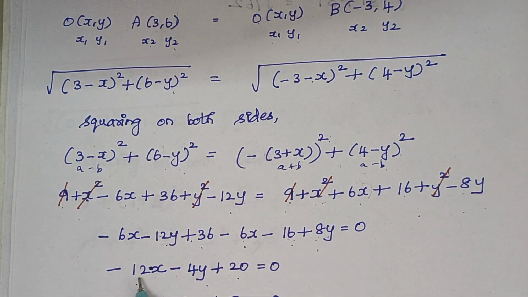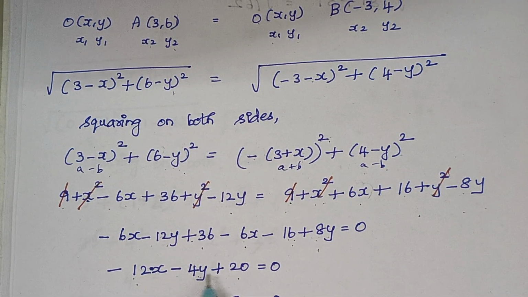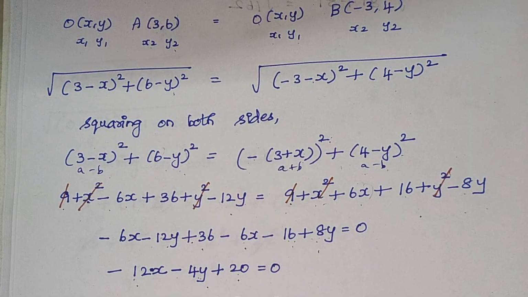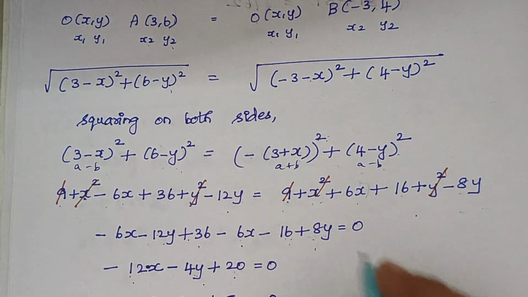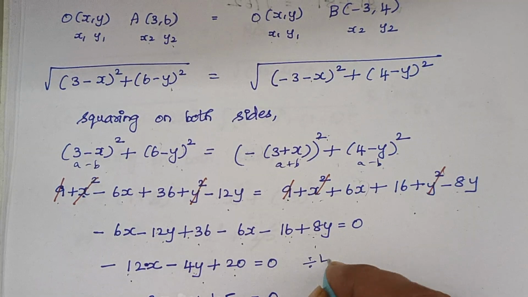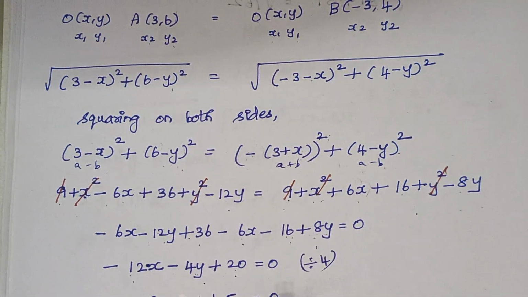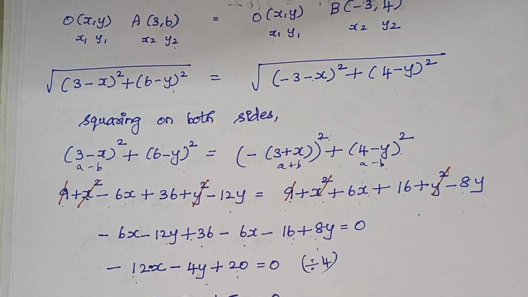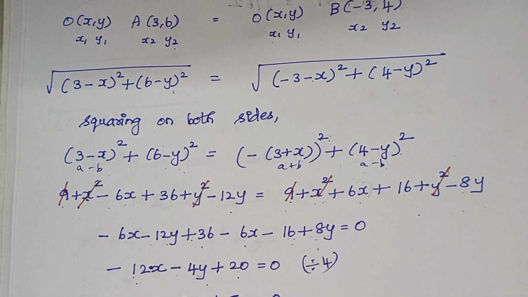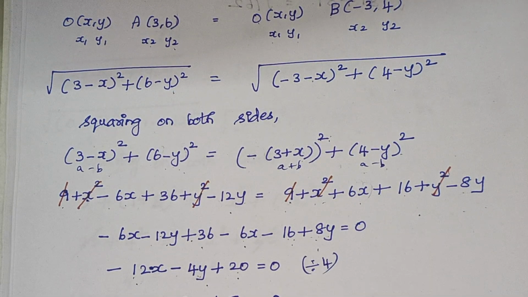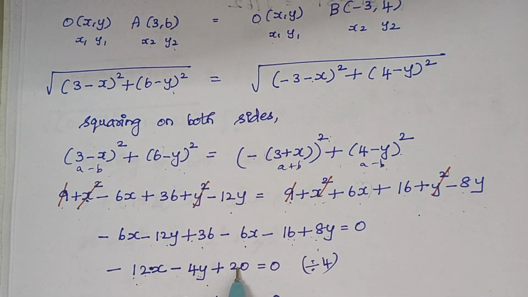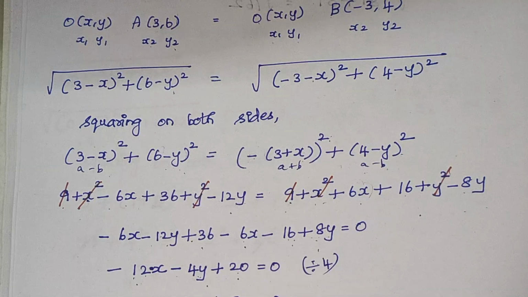So you see, when you look at all the terms 12, 4, 20, all these terms are divisible by 4, right? So we can divide the entire equation by 4. So what happens? Minus 3x minus y plus 5 equal to 0, right? 12 by 3, 4, 12 by 4, 3, 4 by 4, 1, 20 by 4, 5, right?